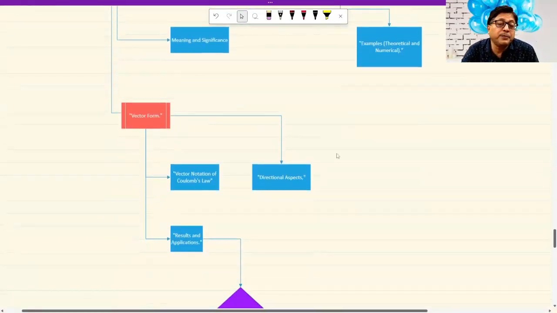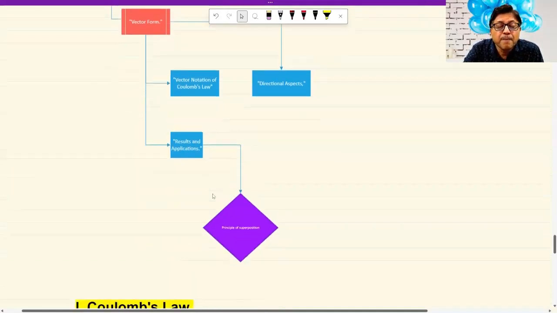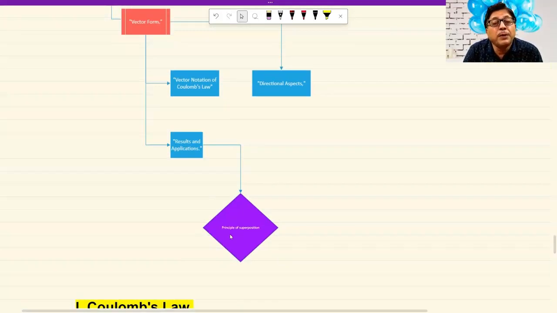Then the vector form of Coulomb's law, the vector notation and its directional aspects. What is the application of the vector form? And then finally it will lead to the principle of superposition. We will solve many problems based on the principle of superposition today. Let us understand what Coulomb's law is.